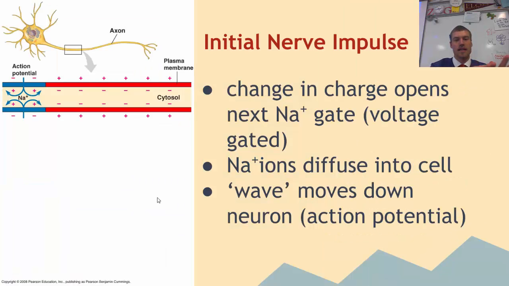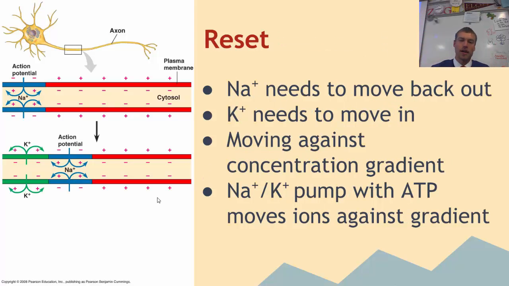So how this is sent along is that the initial nerve impulse, this is the action potential, the change in charge opens up the next sodium gate. So basically you've got one sodium gate opens up, and then that causes the next one, and the next one, and the next one. And so that wave moves down the neuron, right?